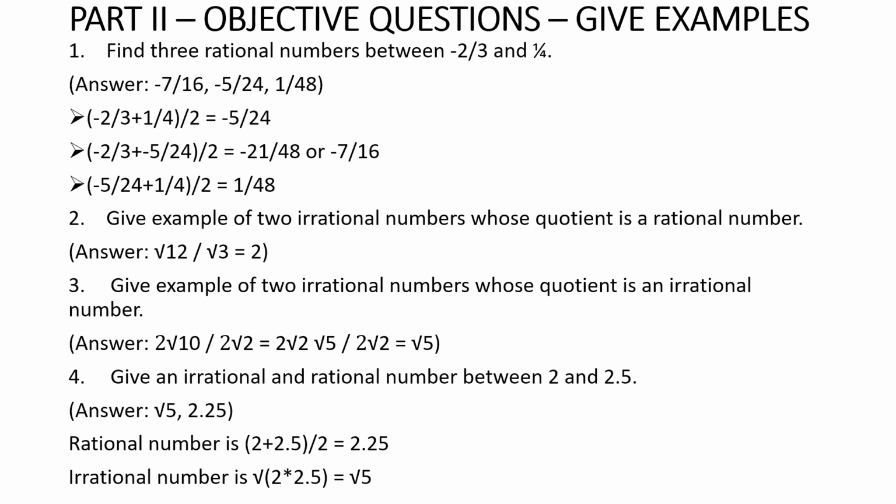In the first case, find three rational numbers between -2/3 and 1/4. The best way is, whenever you have to find numbers between two numbers, you go on taking the average. Remember, you can get any other answer than this also.